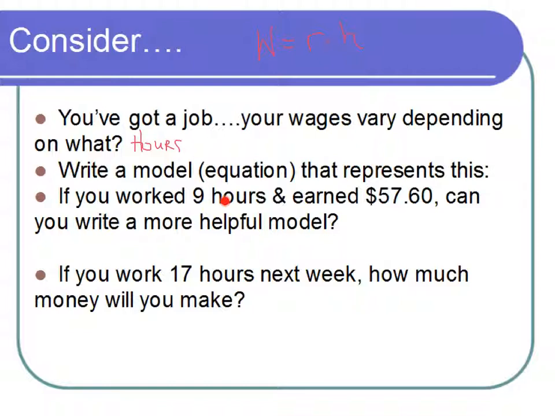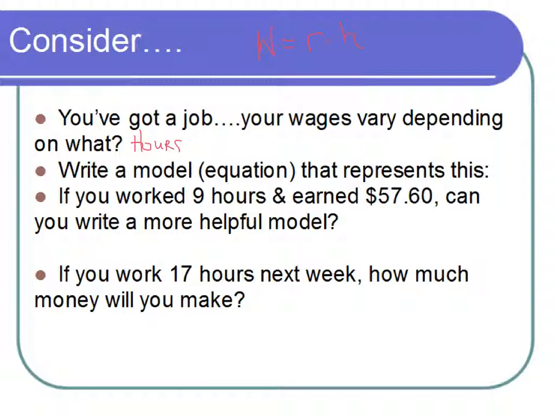So it says here, if you worked 9 hours and your paycheck was $57.60, could you write a more helpful model? Okay, so basically what this is helping us find is if they tell us we have 9 hours and we know what our paycheck was, we could use those two values to find the rate. So in other words, this is if you don't know exactly what you get paid per hour. Now, of course, you always have to take into account that they take some out for taxes. And so just because you think you get paid $8 an hour isn't really what you're going to end up being paid per hour on a paycheck.